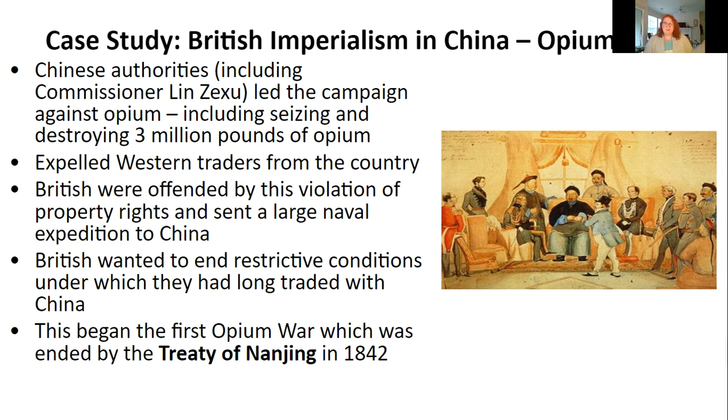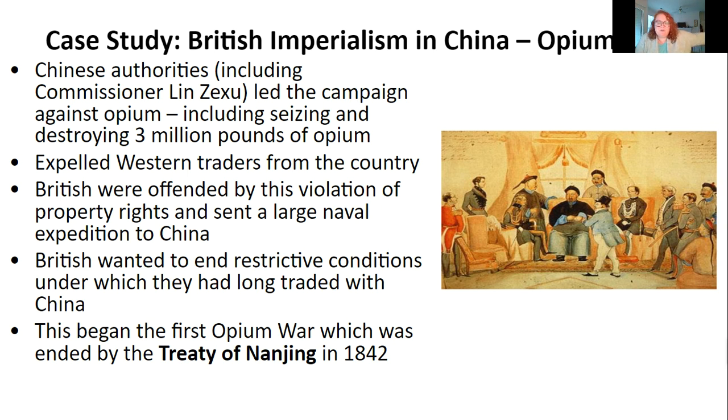So Chinese authorities led a campaign against opium. They began seizing and destroying about 3 million pounds of opium. They expelled Western traders from the country and essentially just closed their door. The British were greatly offended by this violation of property rights and sent a large naval expedition to China. The British wanted to end the restrictive conditions under which they had long traded with China. And this began the First Opium War, which was ended by the Treaty of Nanjing.